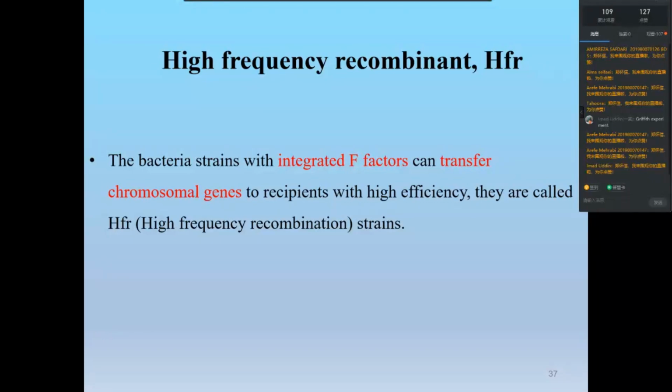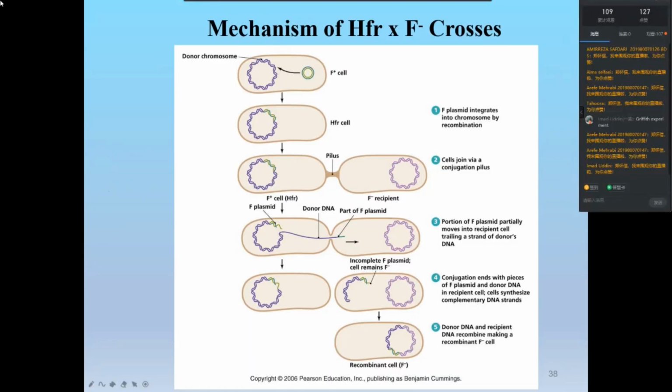And those bacterial strains are called high frequency recombinant. That's a typo here. I'll show you this in a better way in this picture.